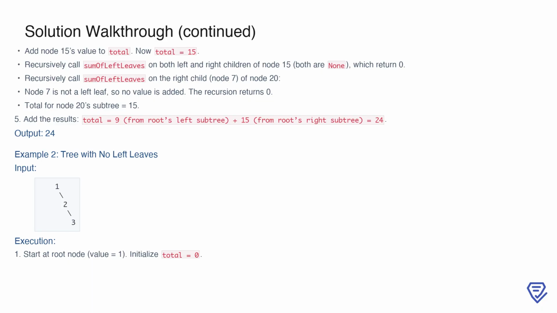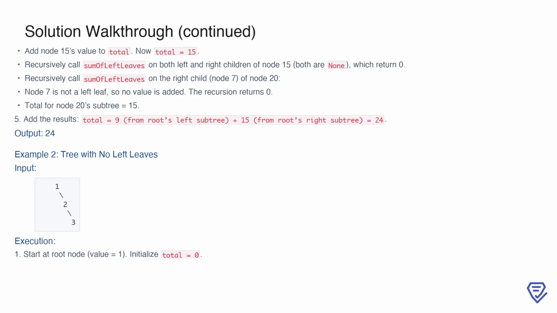Now, we proceed to the right child of node 20, which is the node with a value of 7. Node 7 is not a left leaf, so we don't add its value to total. The recursion for this node also returns 0. Adding up the results, the total for node 20's subtree is 15. To calculate the total for the entire tree, we sum up the results from the root's left and right subtrees. This gives us total equals 9 plus 15 equals 24. Therefore, the output for this example is 24.